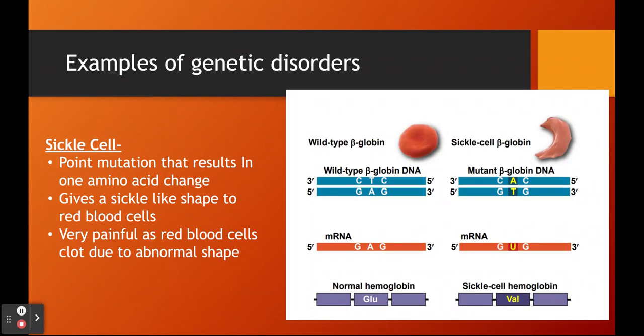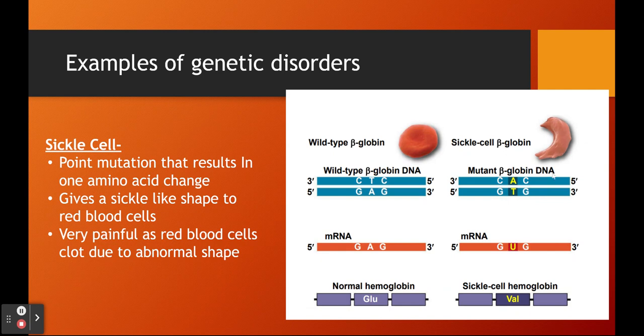All right. So I want to talk about 2 examples that happen from mutations, a few genetic disorders. Number 1, sickle cell. We've talked about this before, but I never told you the exact mutation. So normal wild type beta globin in a red blood cell in a human gives us a red color, but also gives us the round shape of a blood cell. The wild type beta globin DNA is displayed above.